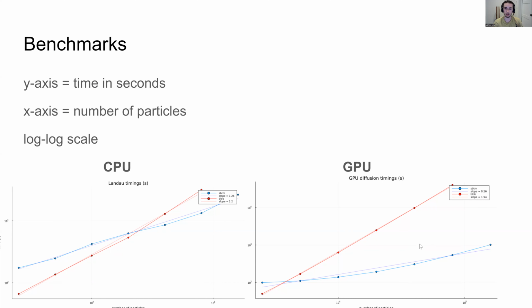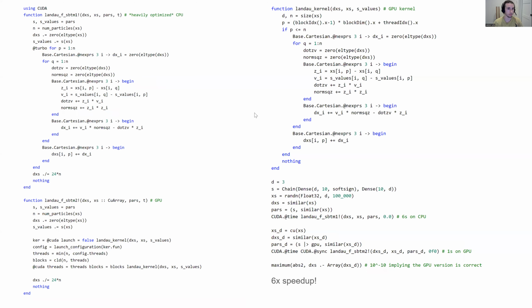On the GPU, the situation is different. The neural network implementation scales as the square root of n approximately, and the kernel density estimation still scales approximately quadratically with n, probably because my kernel implementation is not as good as it could be. So this is still future work.